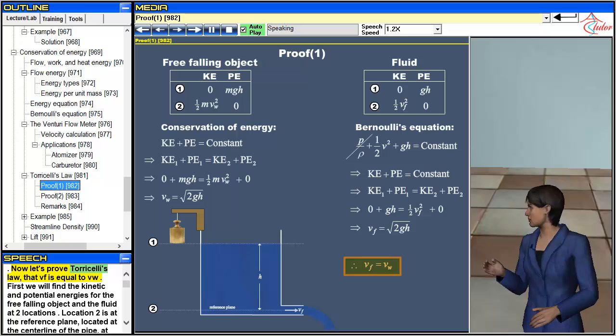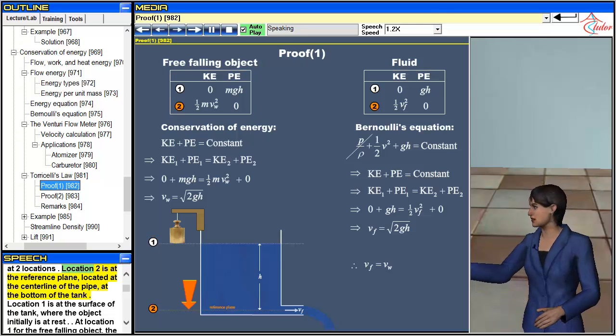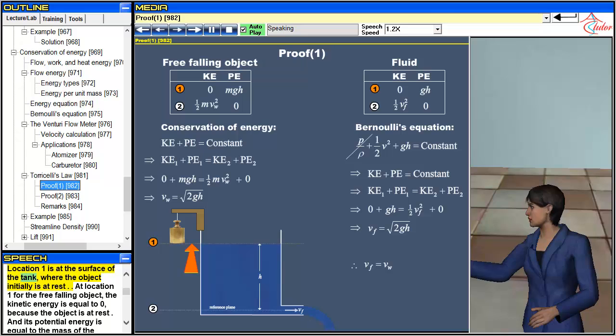Now let's prove Torricelli's law, that Vf is equal to Vw. First we will find the kinetic and potential energies for the free-falling object and the fluid at two locations. Location 2 is at the reference plane, located at the center line of the pipe, at the bottom of the tank. Location 1 is at the surface of the tank, where the object initially is at rest.